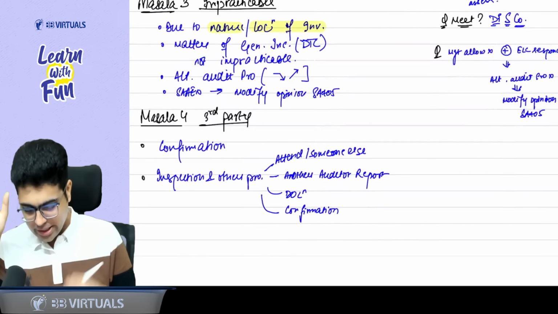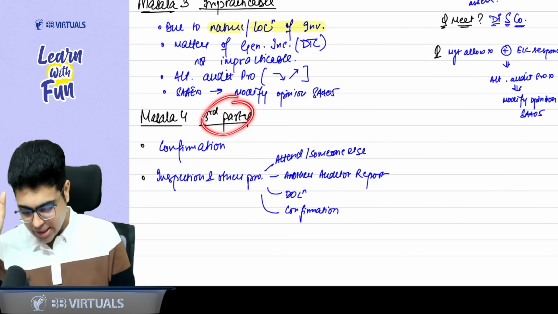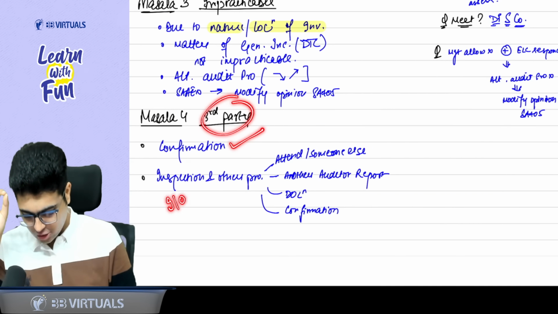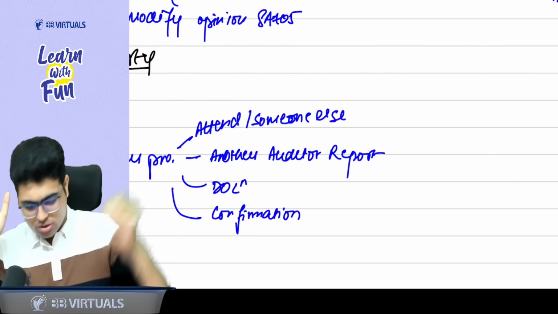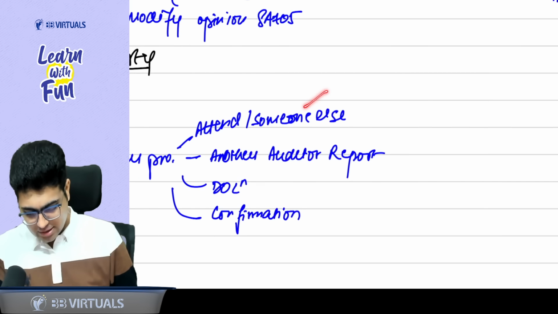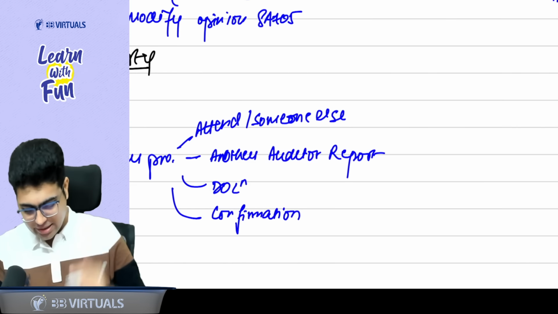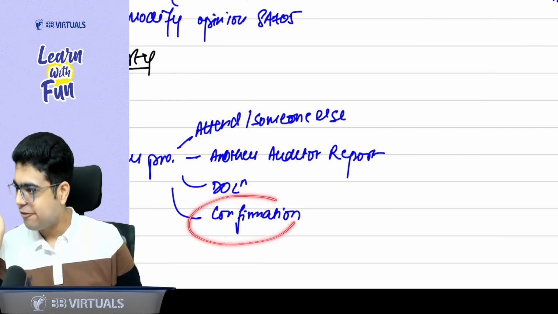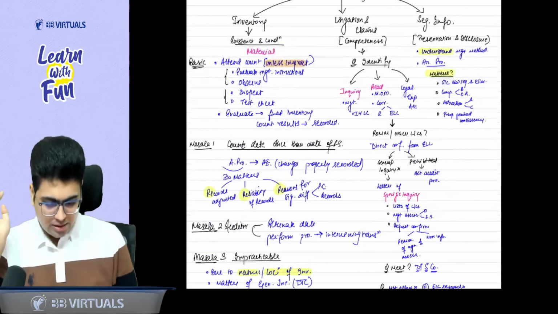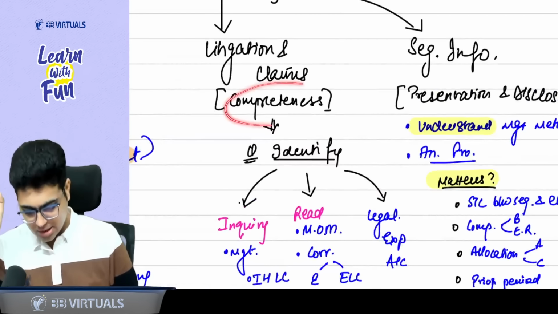Masala number 4. Inventory is with a third party, so take a confirmation. But if you have a doubt about the integrity or objectivity of third party, you need to perform inspection or other procedure. First procedure, go, attend or ask someone else to attend the inventory count. Get another auditor's service auditor report. Basic point, check the documentation. Repeat, confirmation.